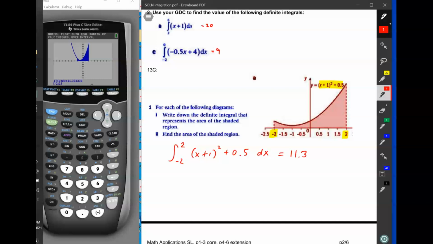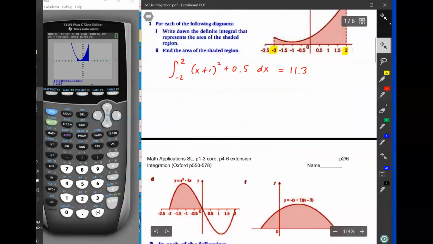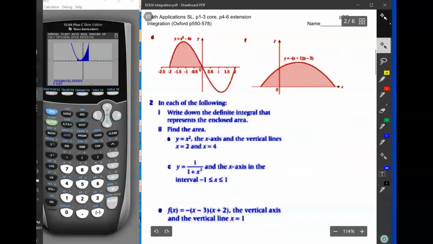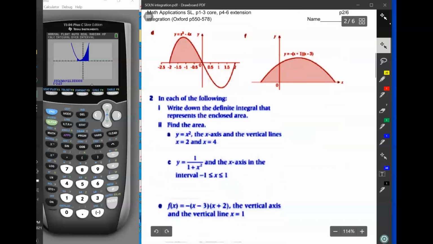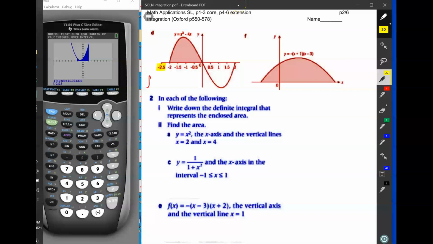Okay, let's go to page 2. Okay, so here we have two more shapes. And so for this one here, the important numbers are negative 2.5 for the left edge. And we're just looking for the shaded region. So, and this is x cubed minus 4x. Sorry, that's so hard to read. And the right edge is 0. So let's fill that in.